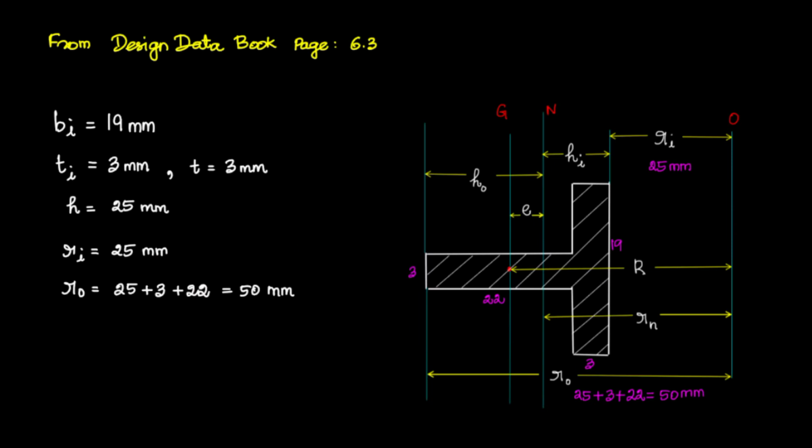So actually, when a curved beam problem is given, we have to be more careful about the cross section. What type of cross section is given? Based on that only, we are going to solve the problem. From the design data book, page number 6.3, there will be so many cross sections: I-shaped, square, rectangle, circle, hollow square, T-shaped, H-shaped. So different shapes of cross section will be given, and we can match our given cross section to the particular page number.